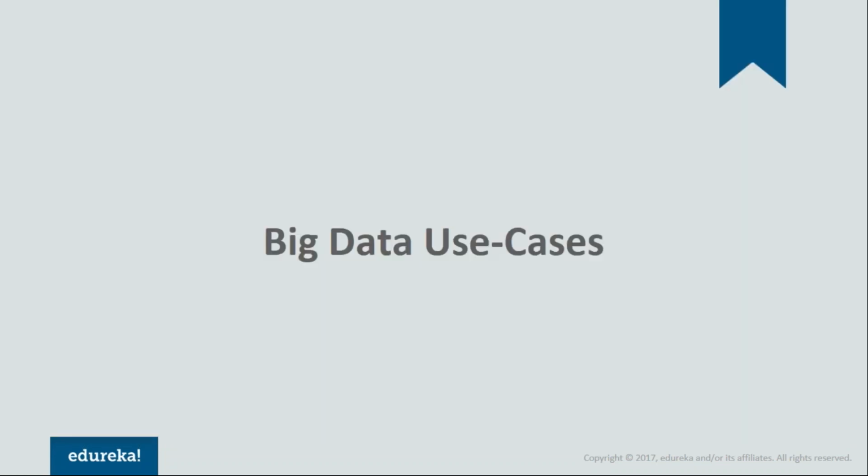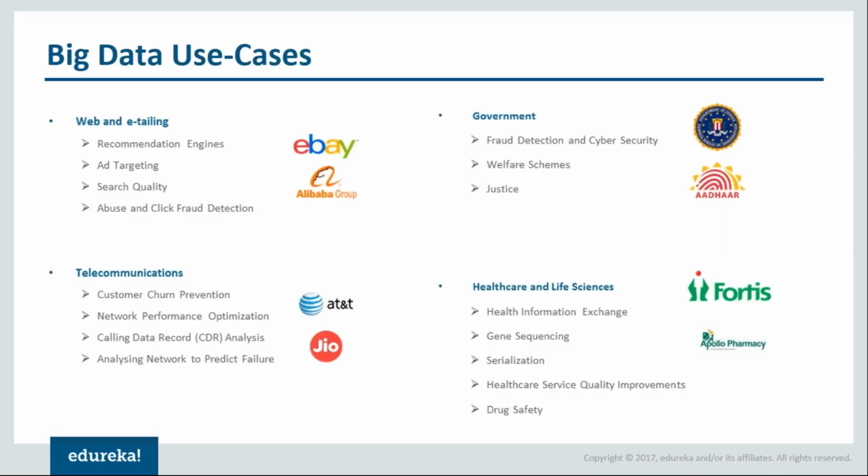So now let us see some of the big data use cases. So the first big data use case is web and e-tailing. So the recommendation engines, whenever you go out in Amazon or any other online shopping site in order to buy something, you'll see some recommended items popping below your screen or at the side of your screen. So that is all generated using big data analytics. Ad targeting, you go to Facebook, you see ads of different items asking you to buy them. Then you've got search quality, abuse and click fraud detection.